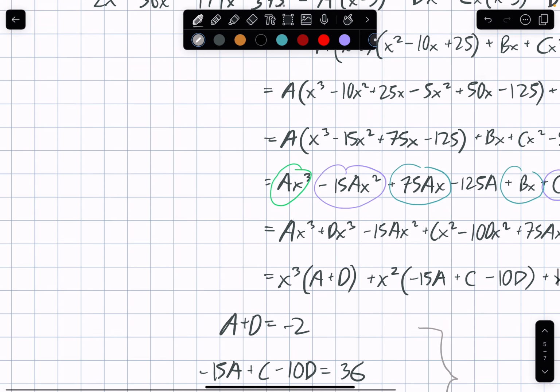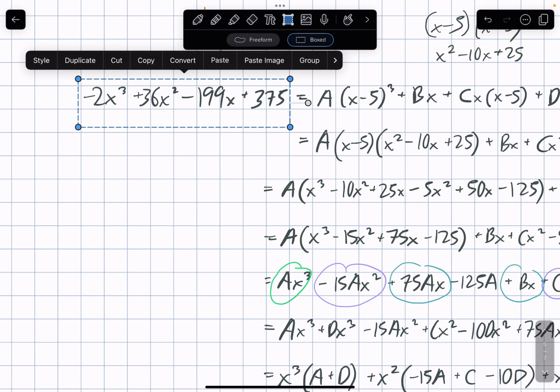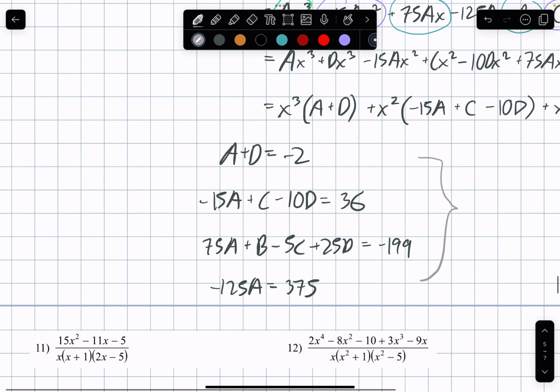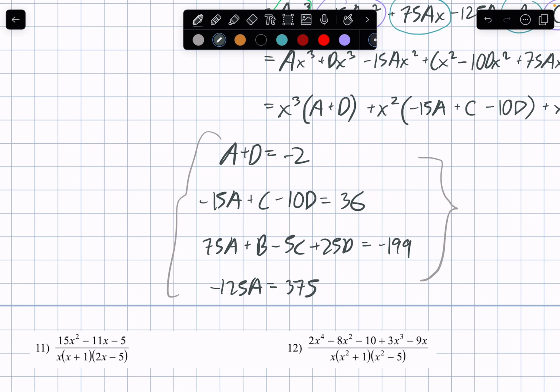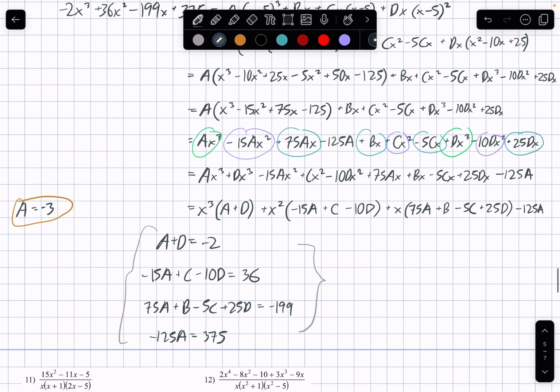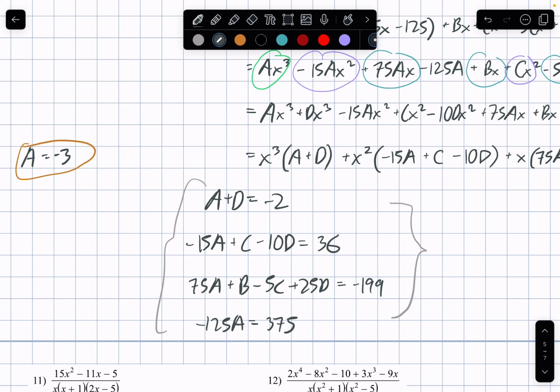We can use the space here. So 375 divided by 125, what's that? 3? I think it's 3, yeah. So a is equal to negative 3. What did we find earlier? B, right? So, okay, there's no way to find B as of now. We can find D using A. So D is equal to 1. Negative 3 transpose to the right side, 3 minus 2 is 1.